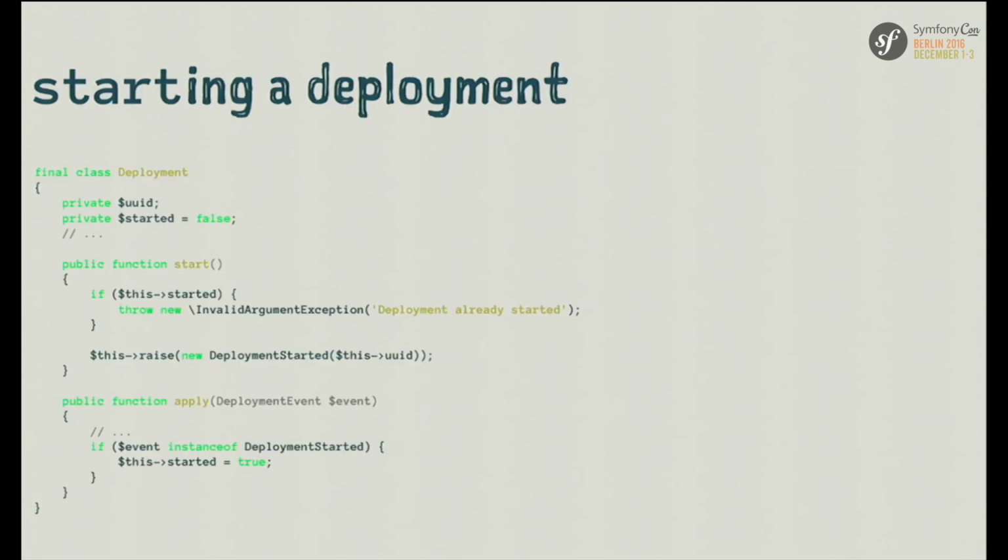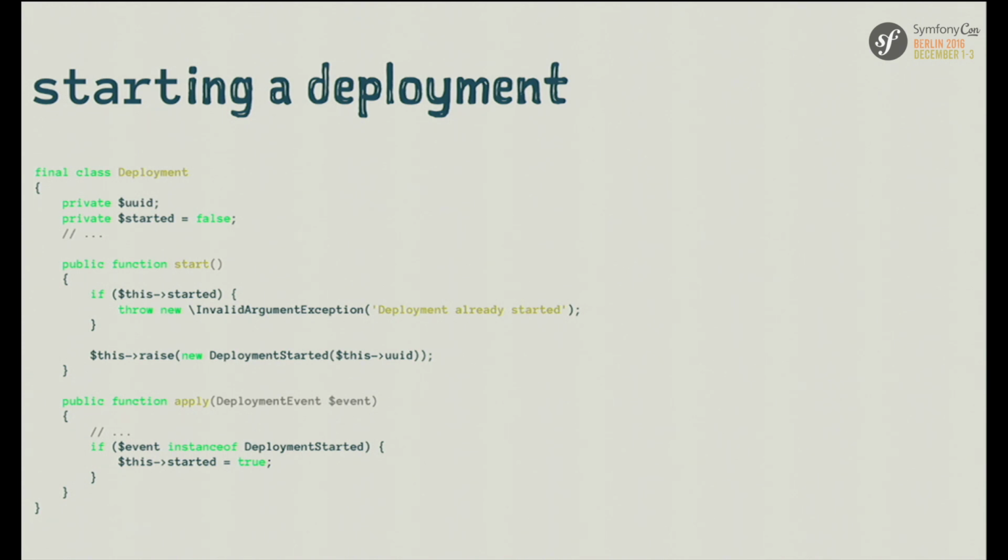So, starting a deployment. I hope you can see it properly. What we added here is a private property being started, which is by default false. So by default, the deployment wasn't started. Then we create a start function, which is our command, basically, that says, hey, if this is already started, then there's something wrong. I cannot do anything, so we throw an exception. And if it's not started, then we raise an event that is deployment started. The deployment actually started.